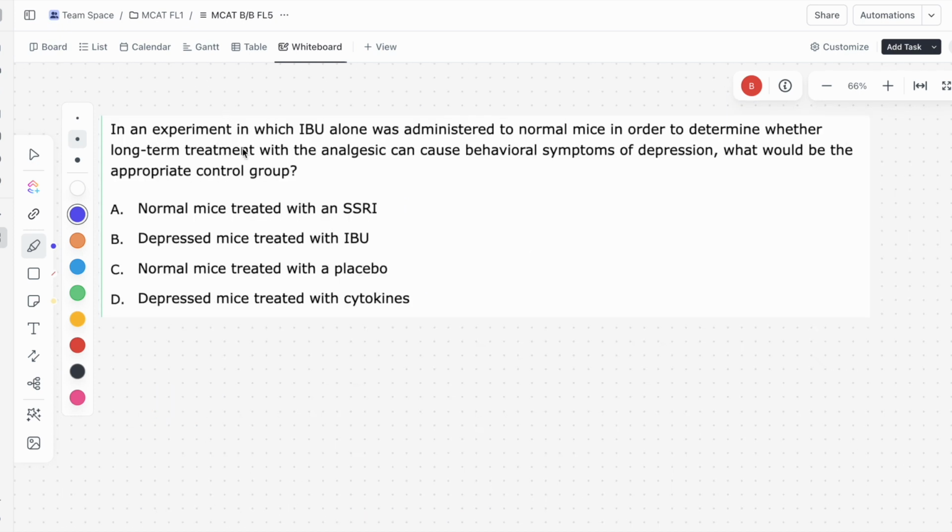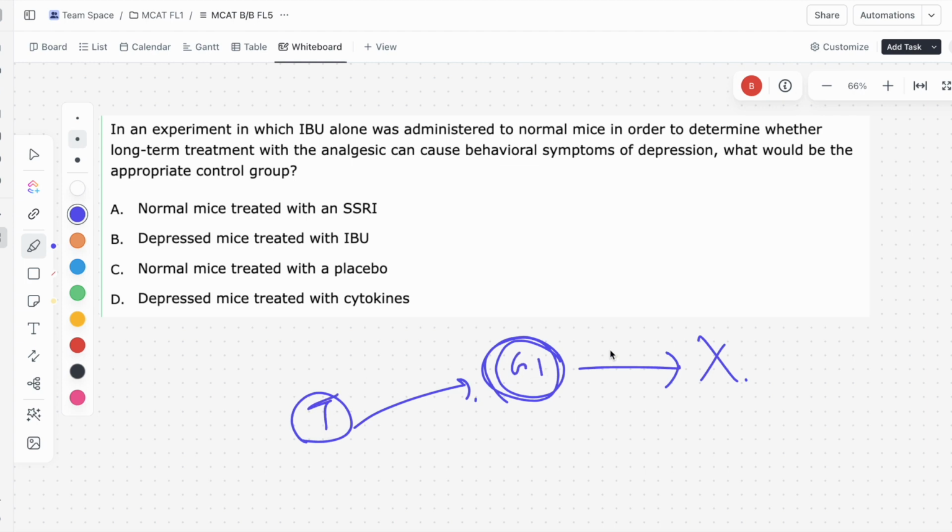All right, the next question says, in an experiment in which IBU alone was administered to normal mice in order to determine whether long-term treatment with the analgesic can cause behavioral symptoms of depression, what would be the appropriate control group? So guys, remember, we're looking at some kind of treatment. We're going to add it to one group, this is group 1, and we want to see if we get some kind of difference. And here, that difference is we're looking for symptoms of depression. Now they're asking, how can we have a control group to which to compare the results from the first group?